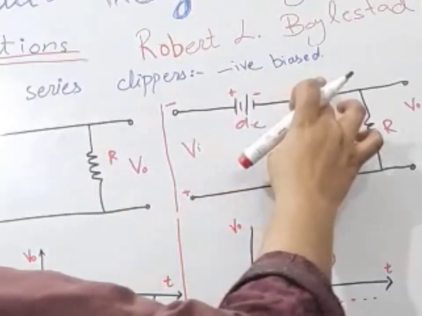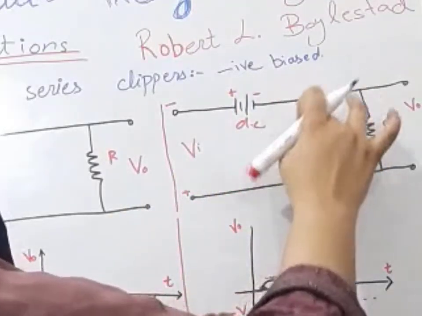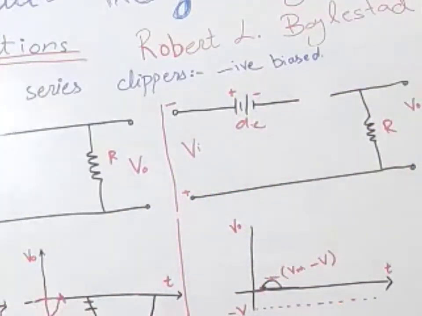So for negative half cycle, our diode will act as open circuit and we will get nothing at the negative half cycle. I hope students I have clearly explained. You will clearly get the concept of these two output waveforms, and this is very important to understand these two output waveforms.